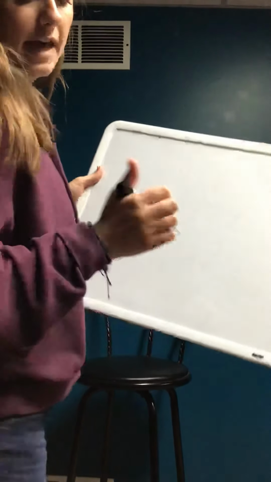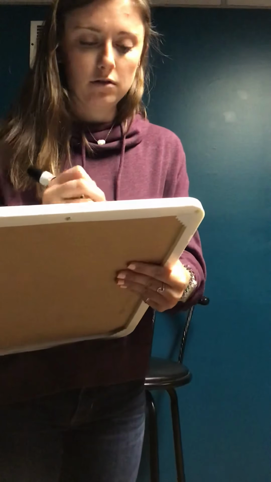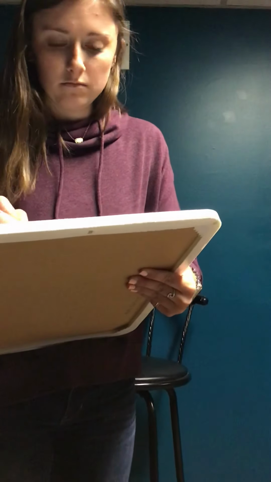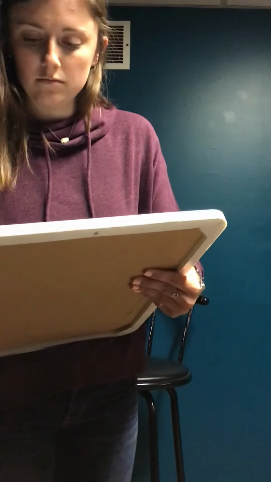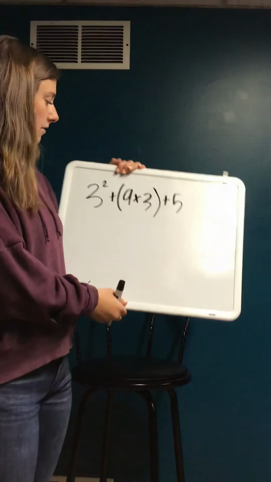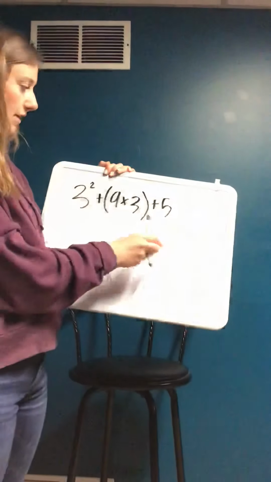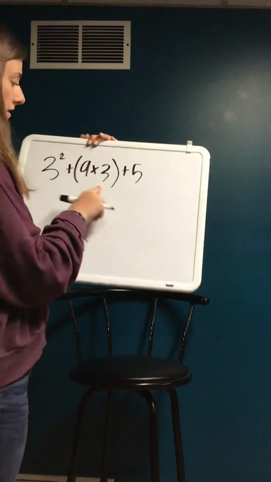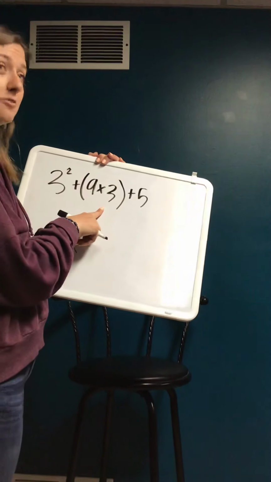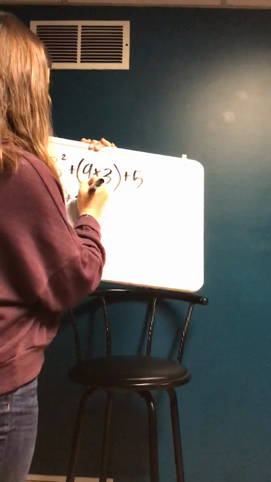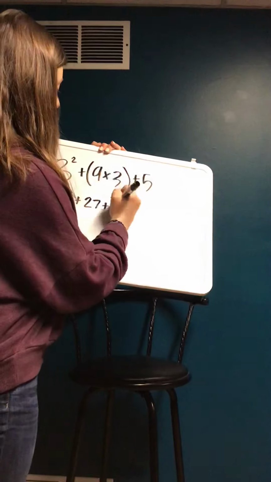So next we have 3 squared plus 9 times 3 plus 5. So there's parentheses, so we're going to start with the P first. So 9 times 3 is 27. Okay, so we have 3 squared plus 27 plus 5.